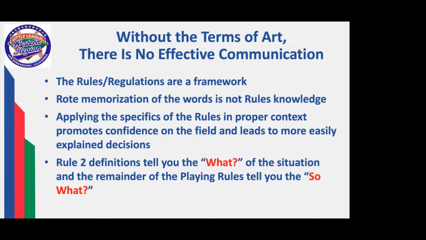Rule 2, by and large, tells you what. It tells you what interference is. It tells you what obstruction is. Then we go to rules 3, 5, 6, and 7 to find out, how do I handle it? What's the so what after I've determined that a situation has occurred in accordance with the definitions?